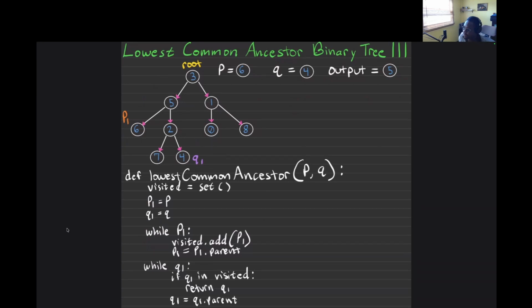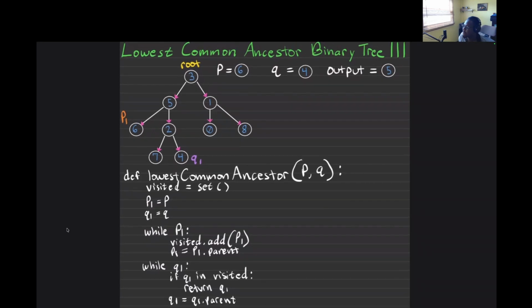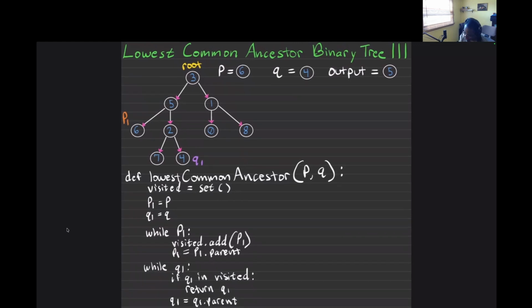So let's try this out. Let's see if this code matches the logic that we want. So we have our P1, we have our Q1. While P1, that is true. So let's create visited so we can visualize that. Visited.add P1.